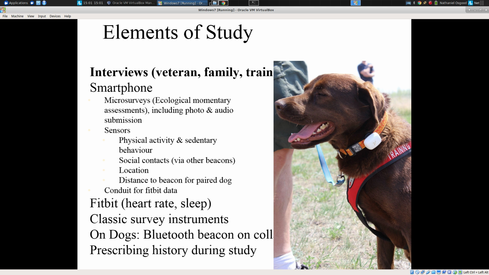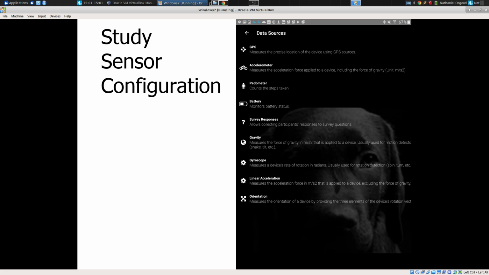And what that allowed us to do is to track how much time the veteran spends with the dog, because we can detect the proximity of the veteran's phone to the dog's beacons and can measure that distance and whether the dog is within visible distance. And we could trigger surveys when they were not, or in principle when they were very close nearby as well. So these were some of the sensors that were collected.